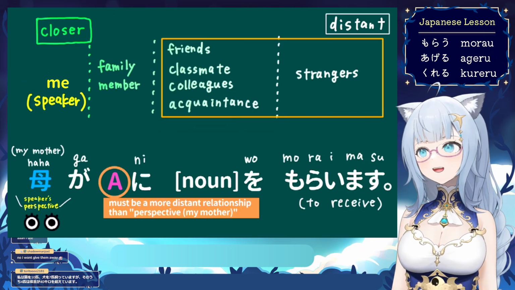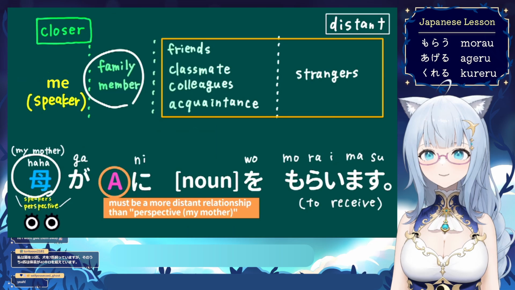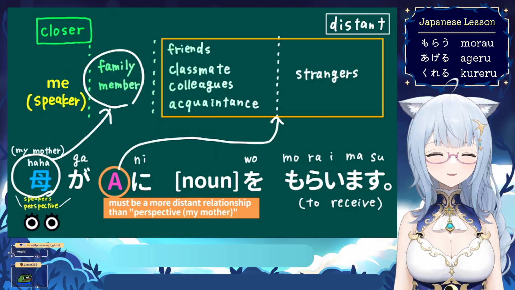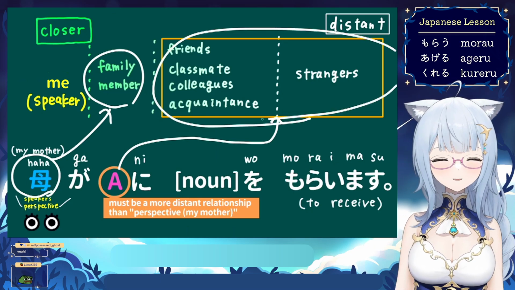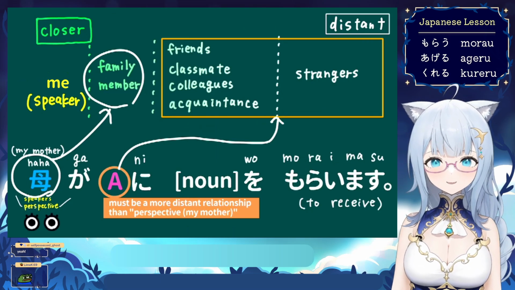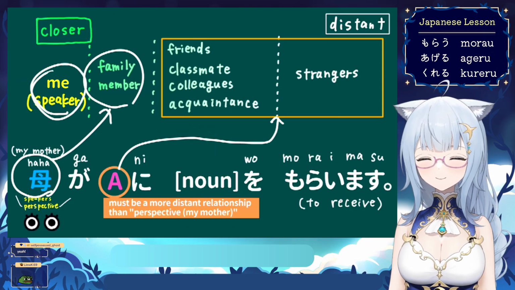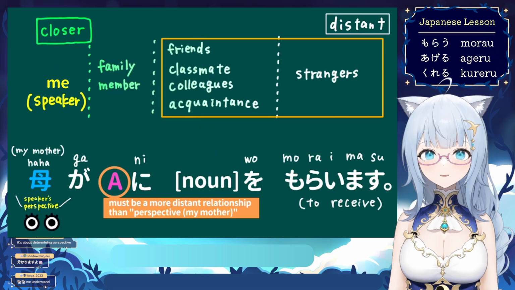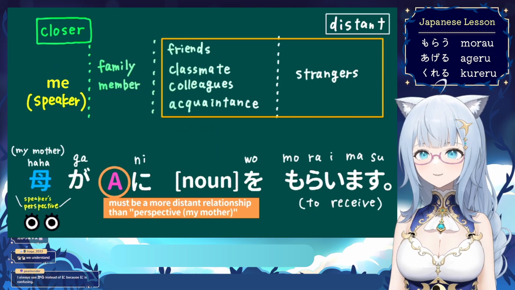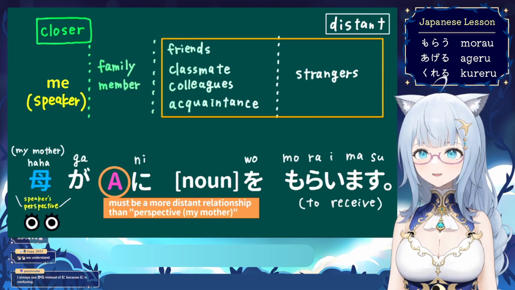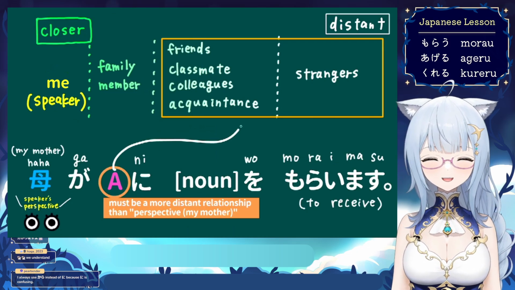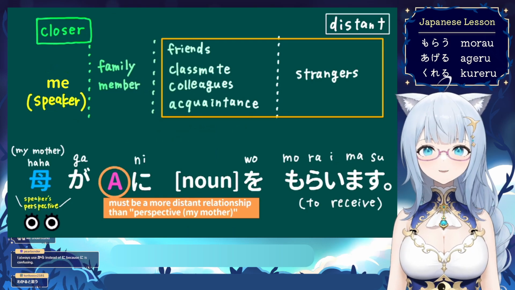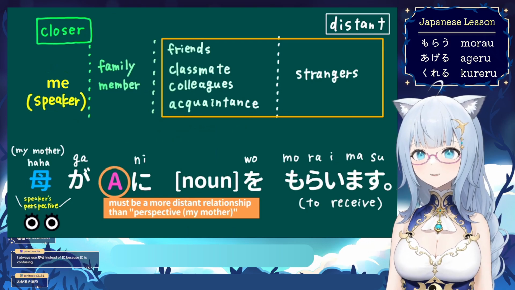In the top picture, my mother is a family member, right? So A should be in this orange area, because I am the speaker. From my perspective, my mother received something from A, and A must be a more distant relationship. So this is a third person sentence.